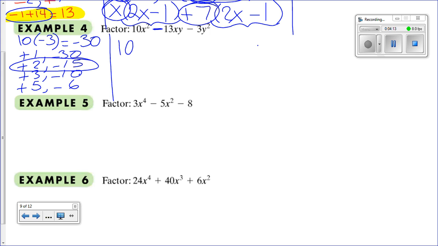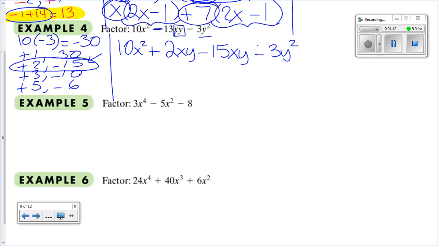Okay, so 10x squared plus 2. Now look at what I'm going to do. Instead of just saying 2x, I'm going to use the same variables that I have here. So it will be 2xy. The next one, I used -15 for the coefficient, so -15xy. And then lastly, we have -3y squared.